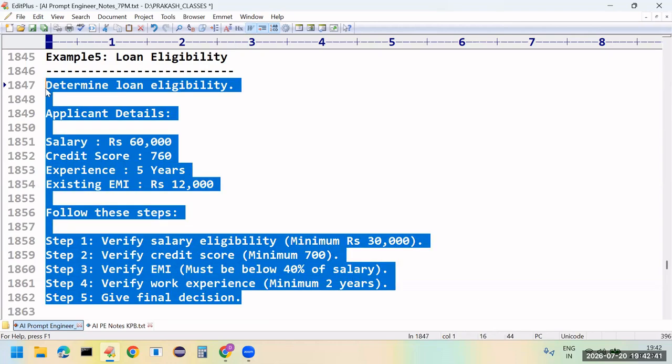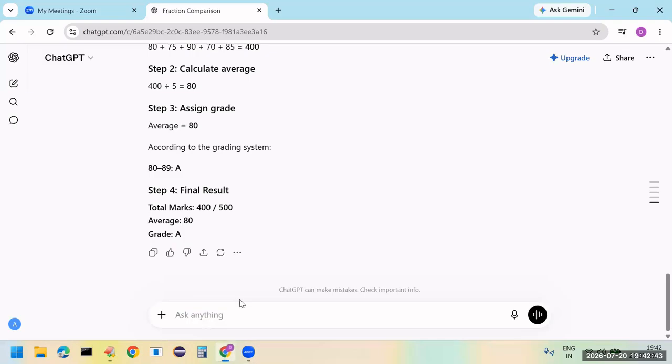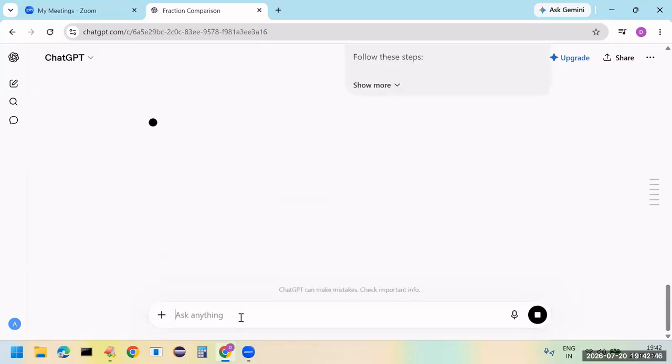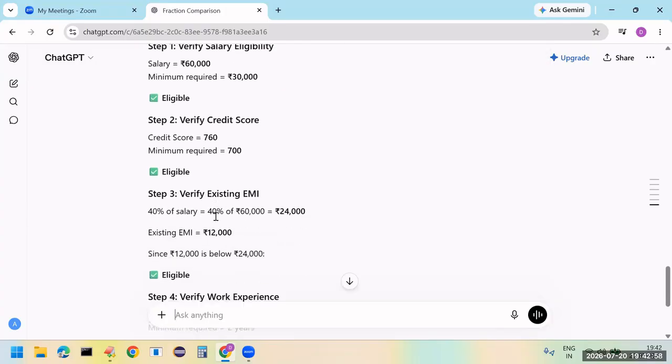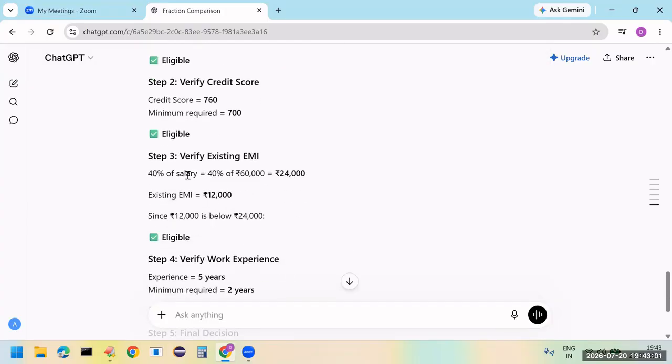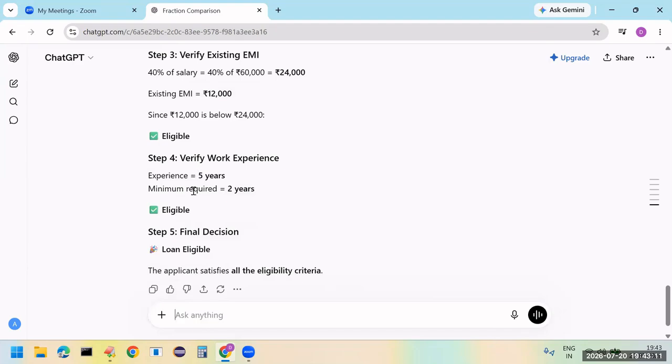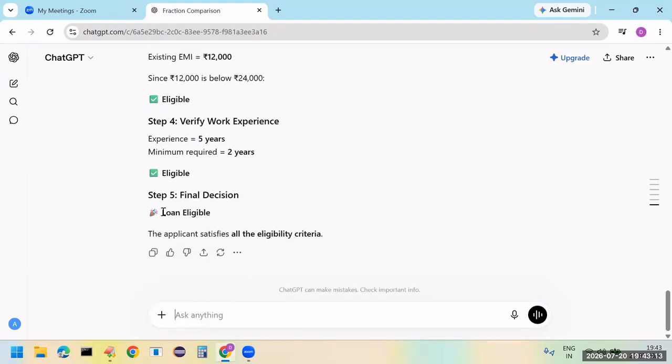Now observe. I will run this prompt. Let us see how it is going to respond. Have a look once, friends. Verify the salary eligibility. Salary is 60,000, minimum required 30,000, eligible. Verify the credit score: 760, minimum 700. Verify the existing EMI: 40% of 60,000 is 24,000. Existing EMI is 12,000, which is below 24,000, eligible. Work experience is also eligible. Sir, what is the final decision? You are eligible for the loan.